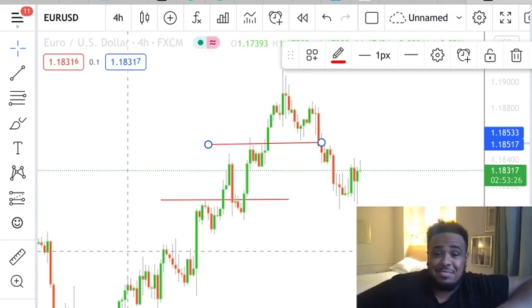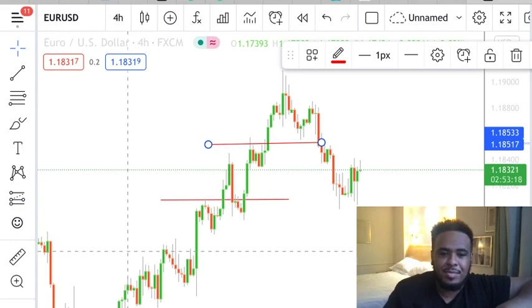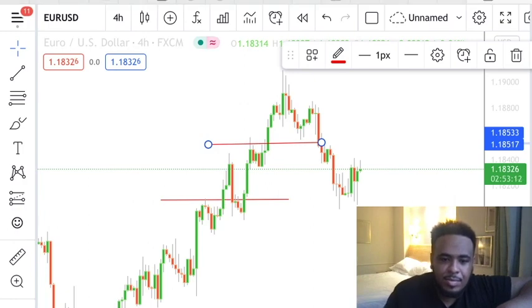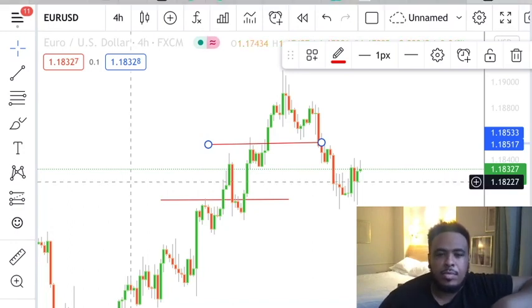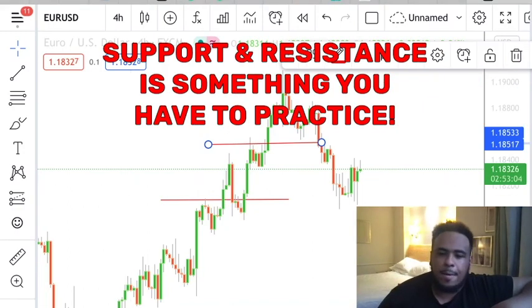Yeah. So like what Kel said, you can actually trade just using support and resistance, and you'll still be able to see where to enter the markets, where to exit the markets, and when the market is going to reverse. Support and resistance tells you a lot of information, and it's something that you have to practice to get it right. Yeah.